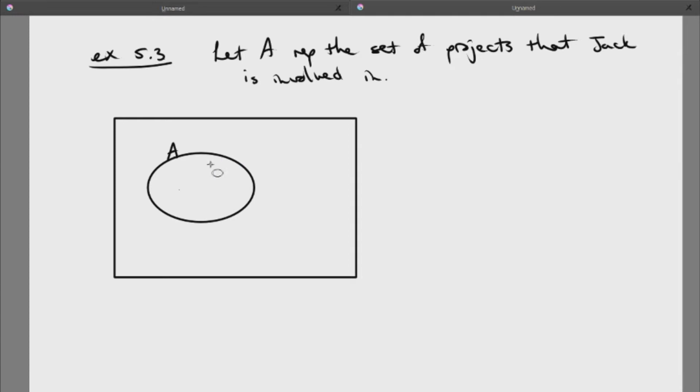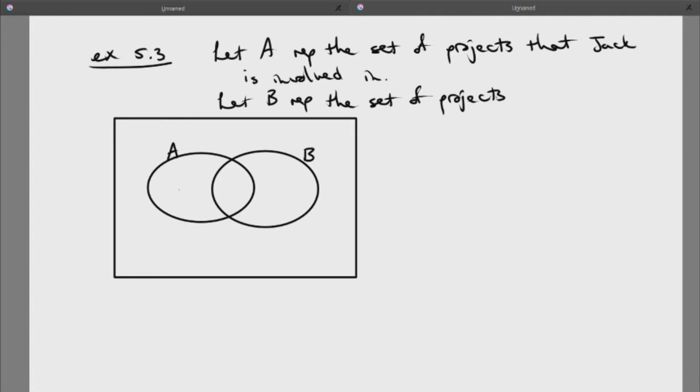Then I also have projects that Jill is involved in. Let's put that over there and call it B. And I'm going to squeeze it in here. Let B represent the set of projects that Jill is involved in. I know, again, this is overkill for this question because it isn't the most complicated one. But I'm trying to set myself up for success when it does get more complicated.